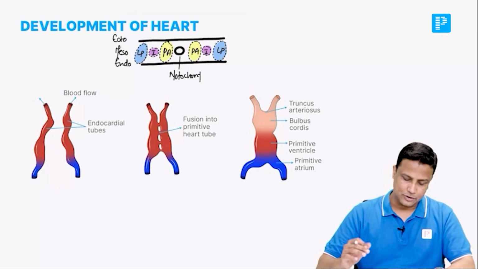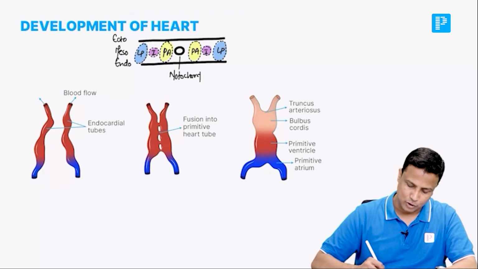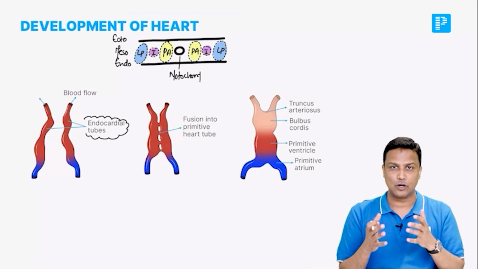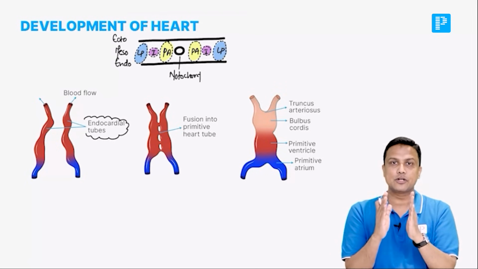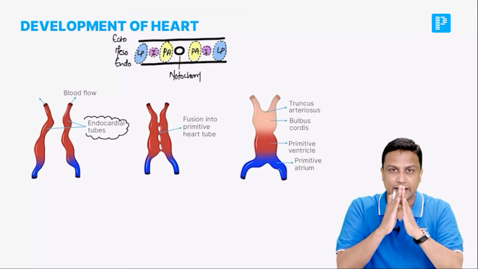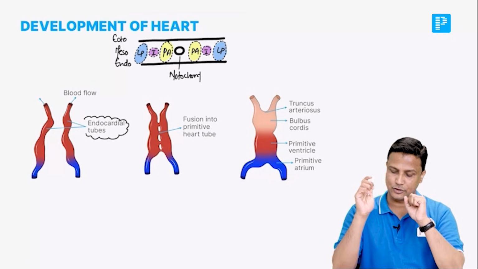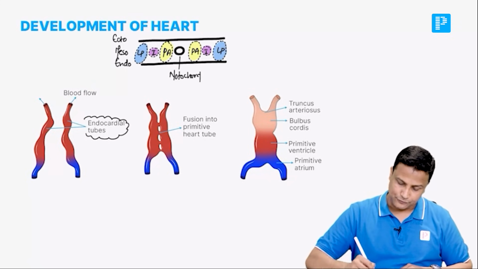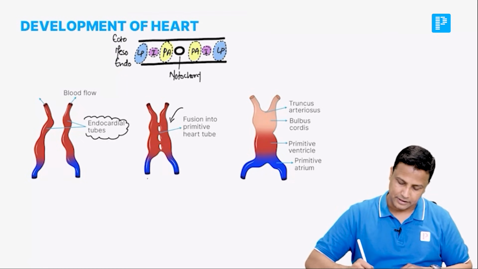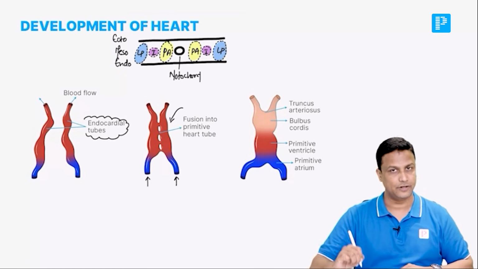Now, during the formation of the heart, initially there will be 2 endocardial primitive heart tubes. There will be 2 heart tubes present there, and these 2 heart tubes are going to fuse together. Please remember, they are going to fuse cranially, whereas their caudal ends are going to remain totally free. The fusion will be cranially here, but their caudal ends will remain free.